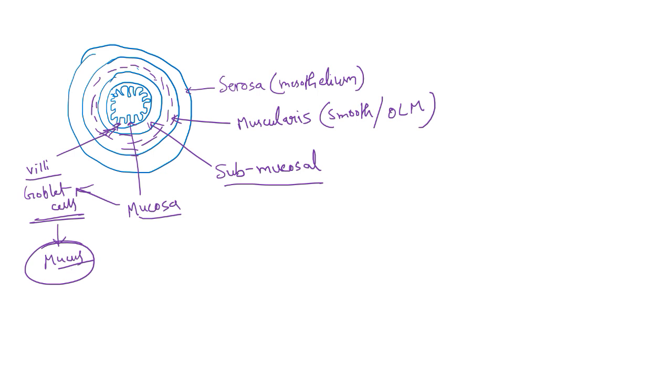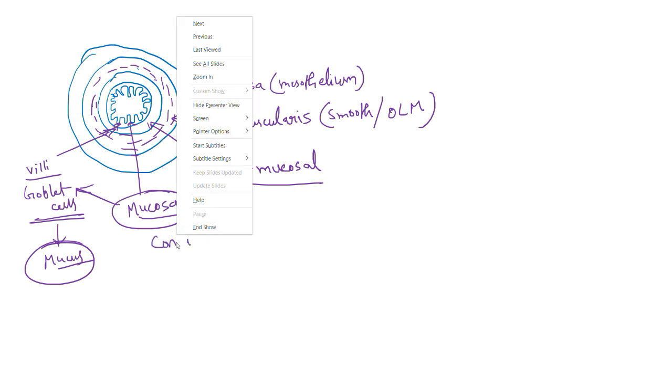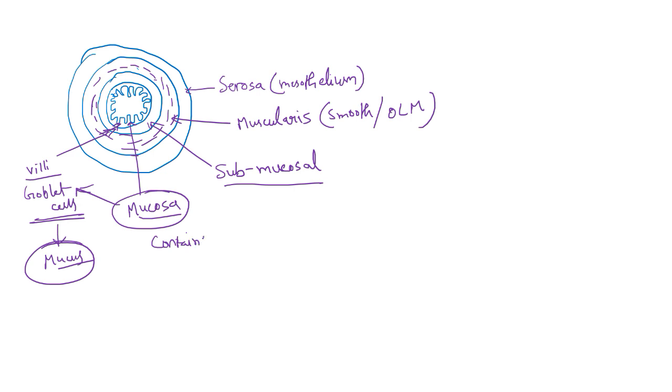Throughout the gastrointestinal canal or alimentary canal, you have this mucus production. And this mucosal layer also is glandular. That means it contains glands. And what kind of glands are we talking about? There are different kinds of glands, like gastric glands. Gastric glands are found in the stomach.